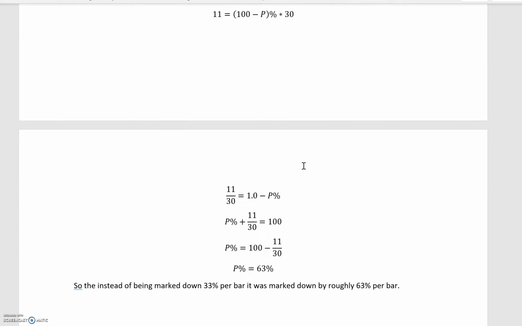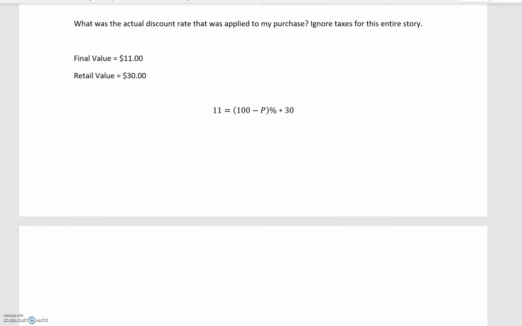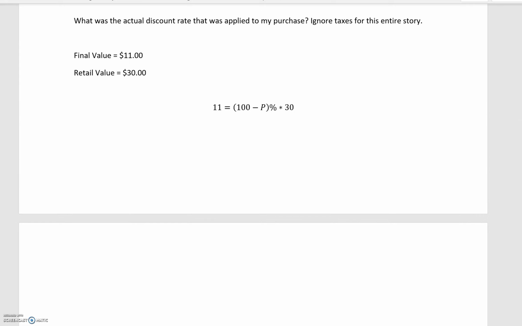So what do we do here? Let me just ignore a lot of this here. Just ignore the answer for a moment. We're going to isolate that percentage really quickly. So you divide both sides by 30, and you have the following. Now, 11 over 30, if you punch that into a calculator, you're going to get roughly 0.37. And this equals 100 minus P percent, right?